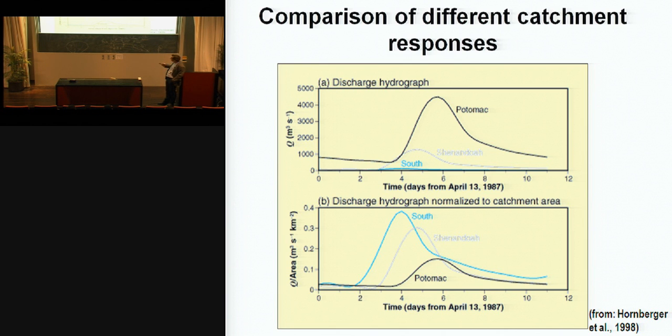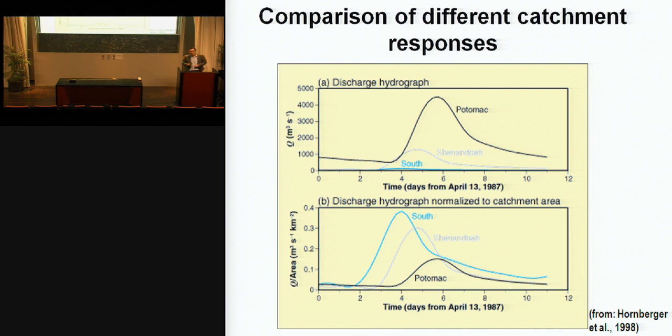Yeah? And if you now plot this, you see that the south actually is the one which is responding first and the most dramatic. So the specific discharge goes from little to 0.4 cubic meters per second per square kilometer. The middle catchment only to 0.3 roughly. And the Potomac reacts later and has a lower specific discharge because it's a much bigger catchment also and maybe did not get overall as much rainfall as this little south got.